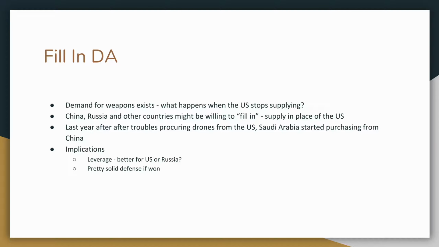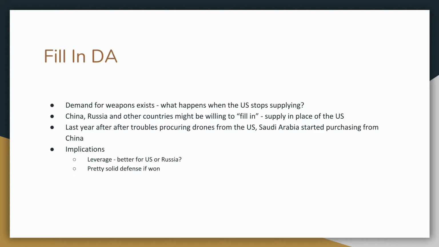Another very common argument I think we can expect to see is the fill-in Assad. Essentially, what this says is, regardless of whether the United States is providing military assistance, demand for it will still exist. The United States is not the only country that produces arms, has troops, large militaries, etc. So the question is, what happens when the United States stops supplying them? It's not like this demand goes away. A lot of the literature is about how China, Russia, and other countries, including U.S.